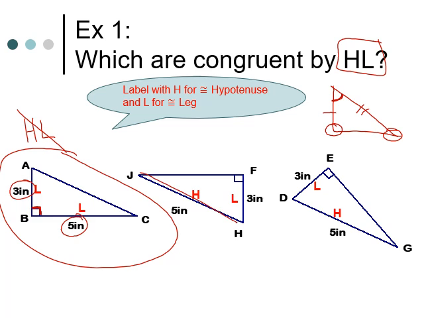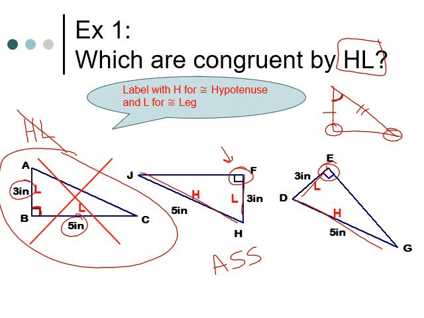Here you have the hypotenuse. On the third one, you have the hypotenuse. You have one of the legs, and it's a right angle. Again, if you're going to use HL, it is the pattern angle side side. So that means that it cannot be the angle that's between them.